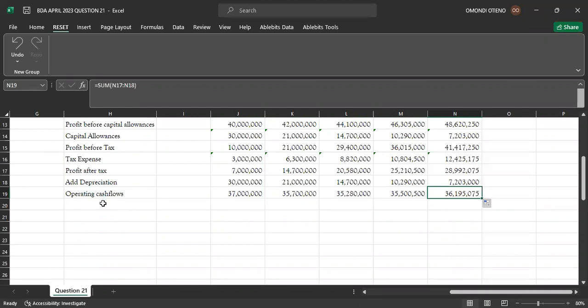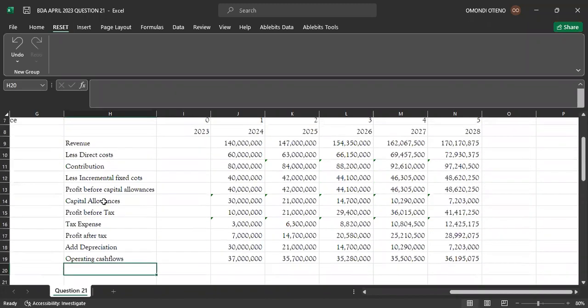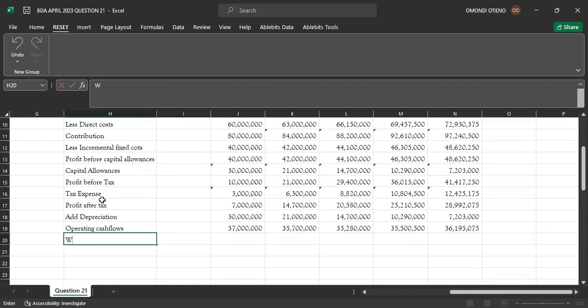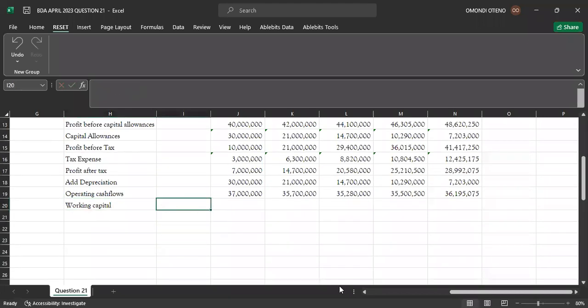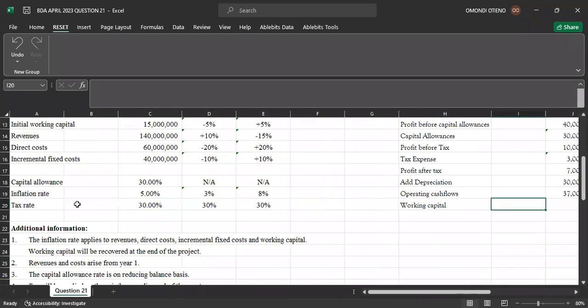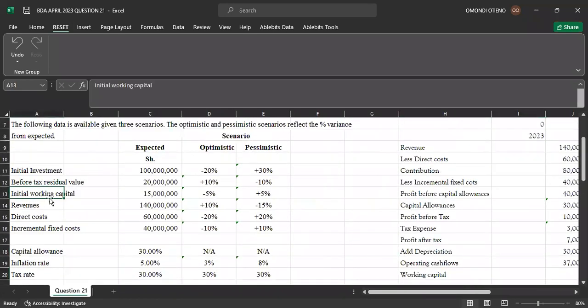So after getting operating cash flows, we now bring in the element of working capital. What did they say will be the working capital? Initial working capital in period 0, which is 2023.